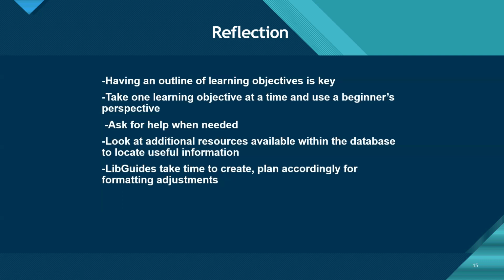Then I learned to ask for help when needed. So I had a couple of colleagues and my fiance review the LibGuide to make sure links were working and formatting was okay. And then I also learned to look at additional resources available within a database because those resources could be useful. That user guide on CABI is a little hidden, so being able to pull that out and provide a direct link, I think, is helpful.